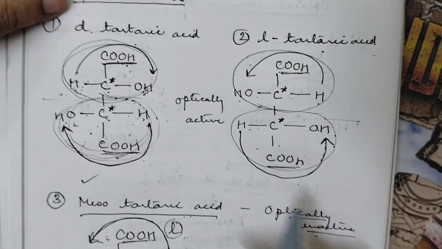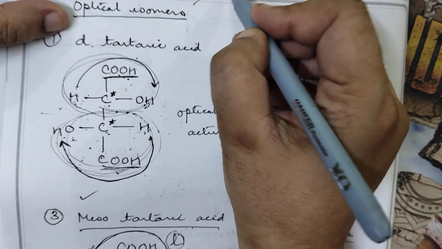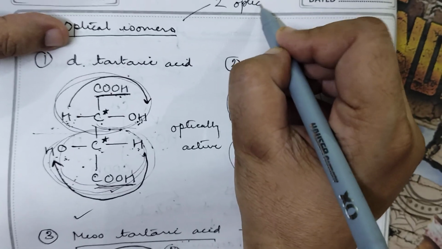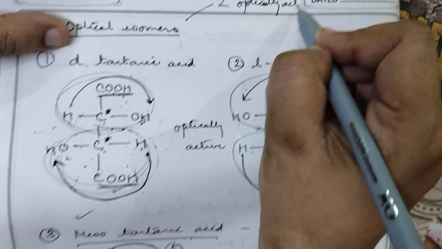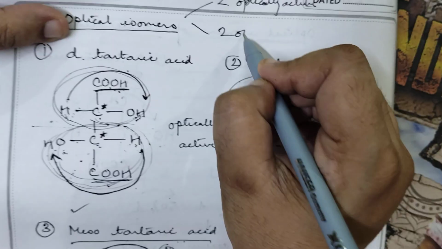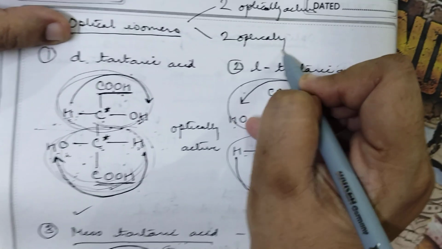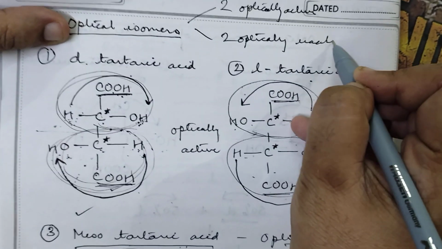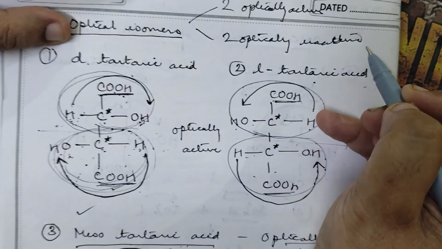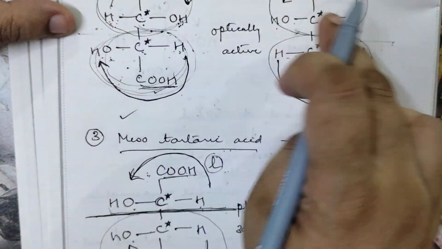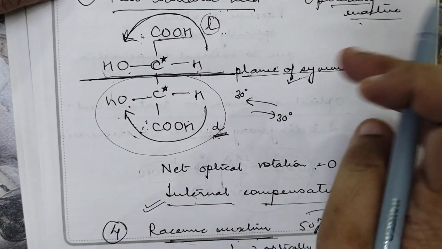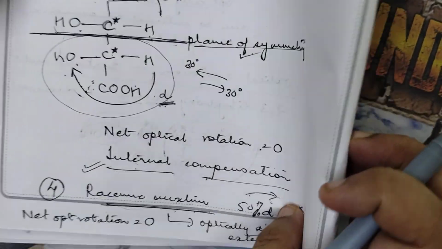So tartaric acid exists in 4 forms. I told you that 2 are optically active and 2 are optically inactive. So the optically active forms are dextro and levo, and optically inactive are meso and racemic.